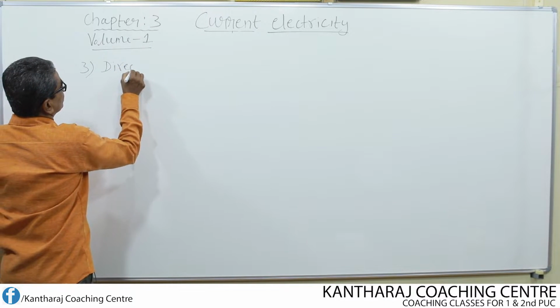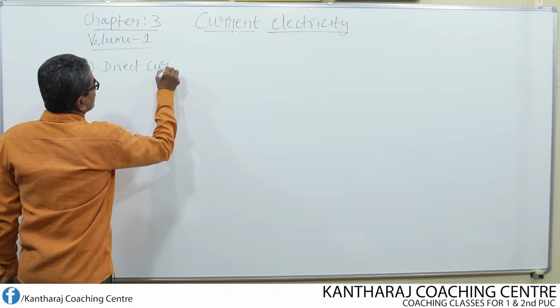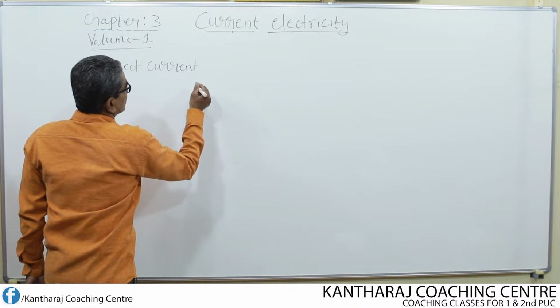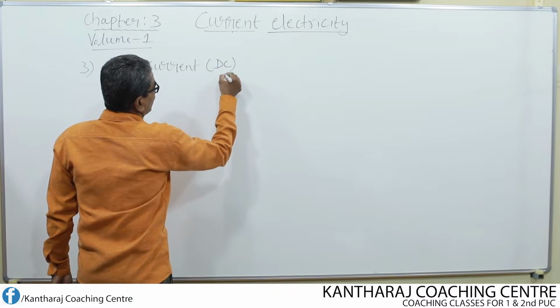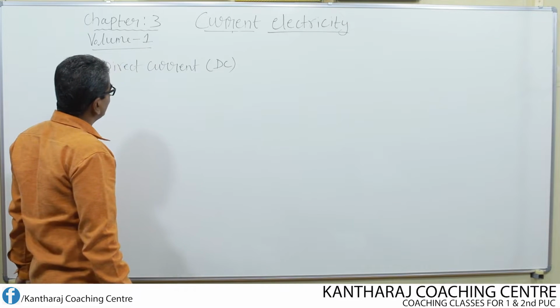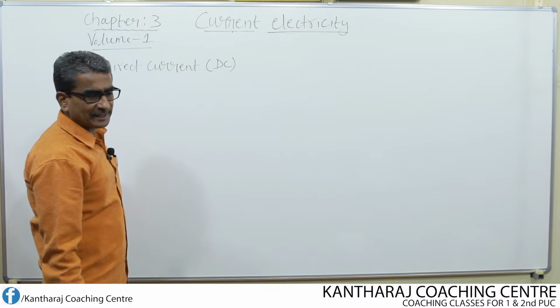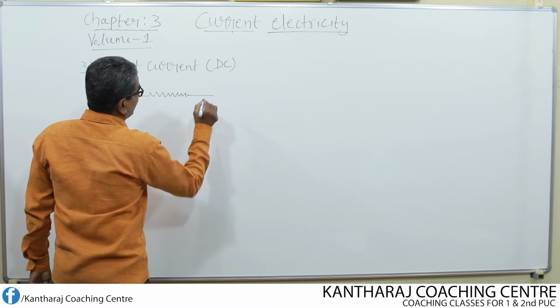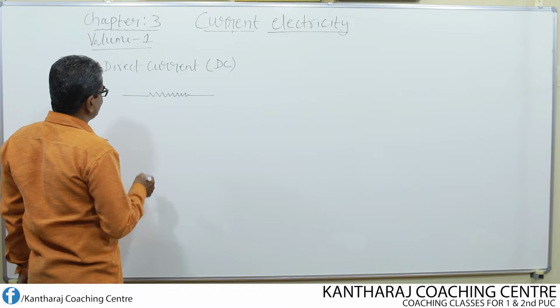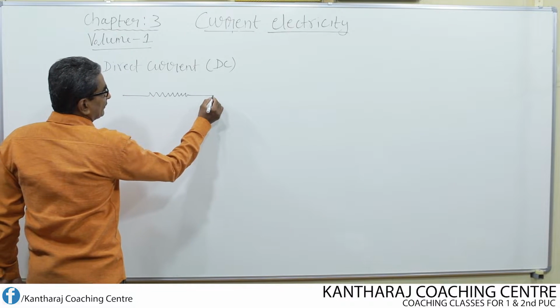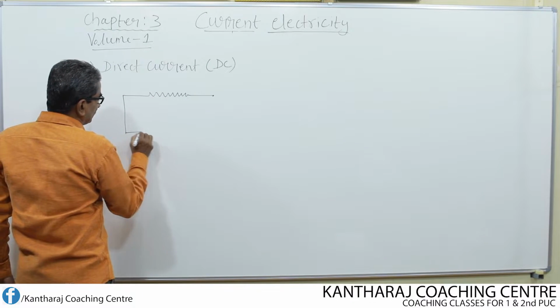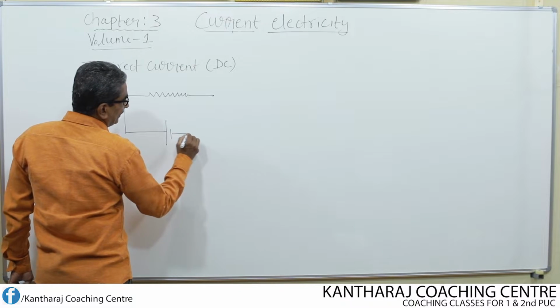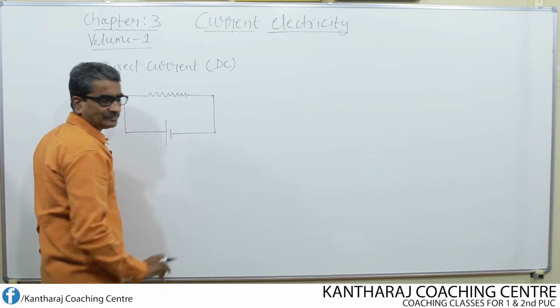Direct current, represented as DC. What is meant by direct current? Suppose now, if I consider once again the conductor, let the two ends of the conductor be connected to the two terminals of a cell or a battery.